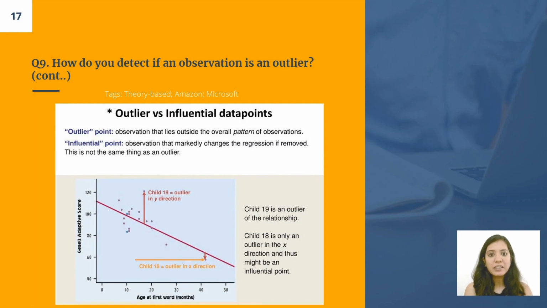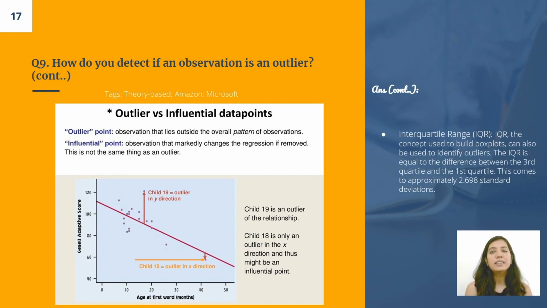Coming to the second method, which is IQR, interquartile range. This is based on box plots, and based on this it tries to find the difference between the third quartile and the first quartile. This is approximately close to 2.698 standard deviations. There are a couple of other methods also, like DBSCAN, clustering, isolation forests, and robust random cut forests, which you can look into to find outliers.